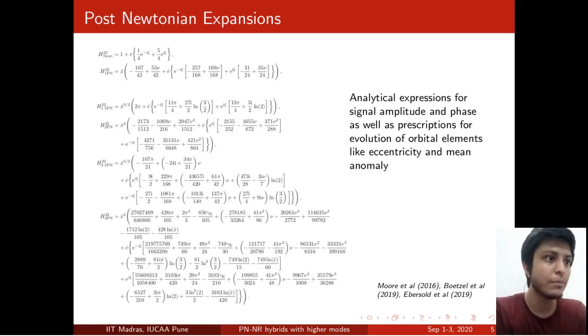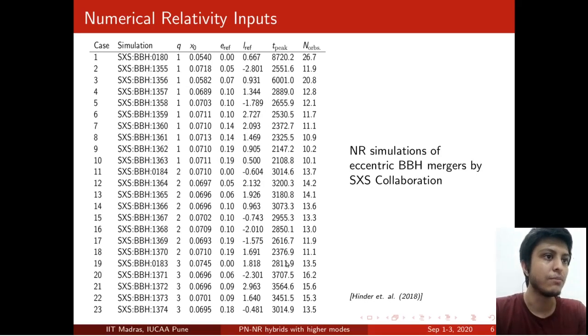So for inputs, we begin with the PN expression for the evolution of the gravitational wave amplitude, phase, and orbital eccentricity, etc. Here we see the full 3PN expression for the dominant 2-2 mode as computed in a 2019 publication by Boetzel et al. And for numerical relativity waveforms, we use the simulations provided by the SXS collaboration as given in a 2018 paper by Hinder et al., which contains 23 different simulations of different mass ratios and eccentricities. Here Q denotes the mass ratio of the component binaries, and EREF and LREF are eccentricity and mean anomaly at some reference frequency.